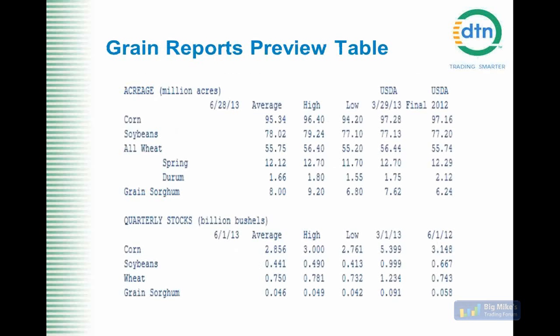But here's the review table. Again, it doesn't really tell us much if we're not familiar with the history of this thing. But if we look, number one, at the corn acreage, the very top number, it's supposed to come in at 95.34 million acres compared to what we had in the March prospective plantings report, just short of 97.3 million acres. So we're looking for almost a 2 million acre decrease in corn.